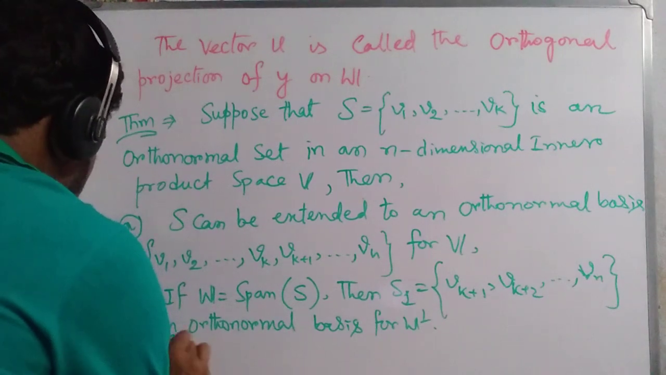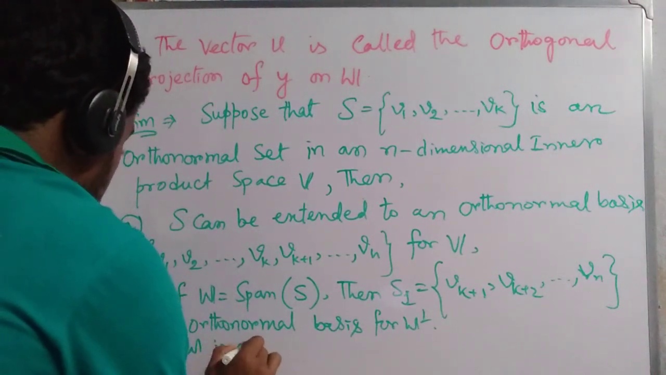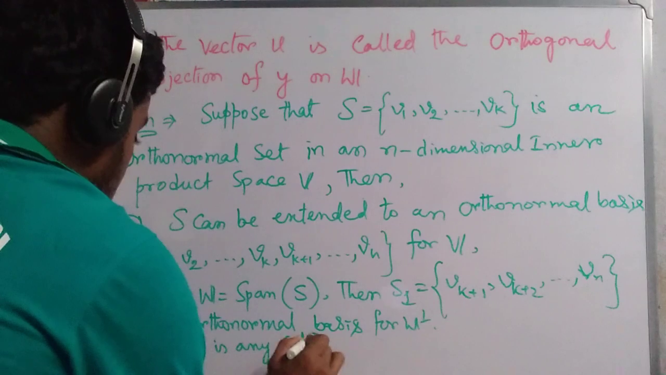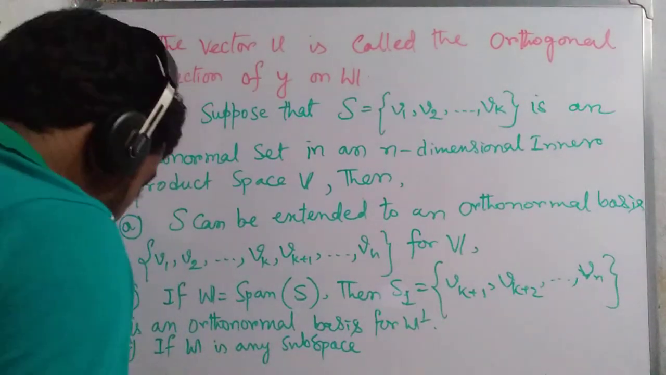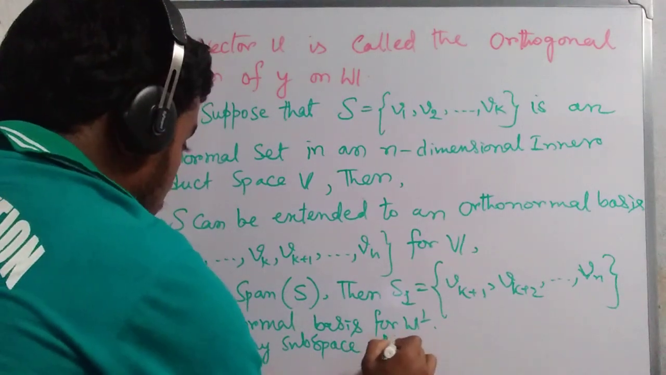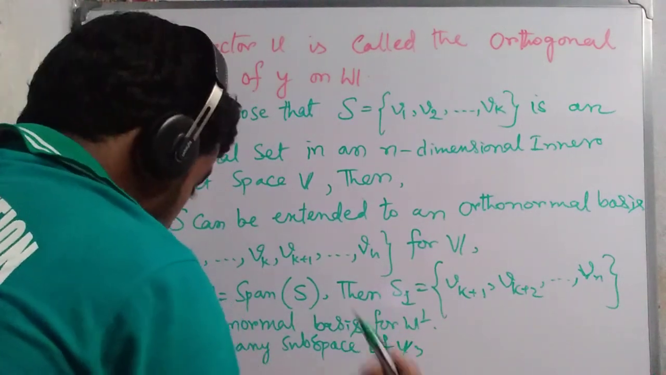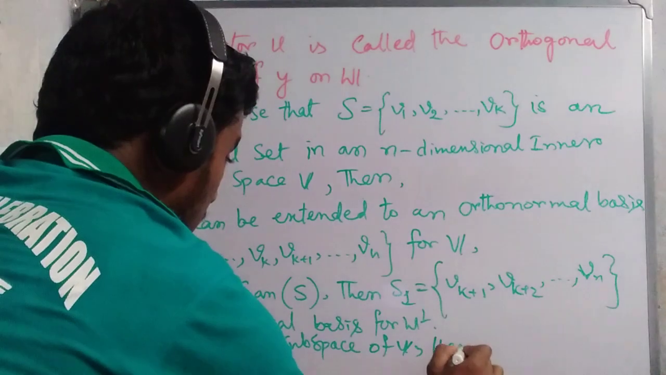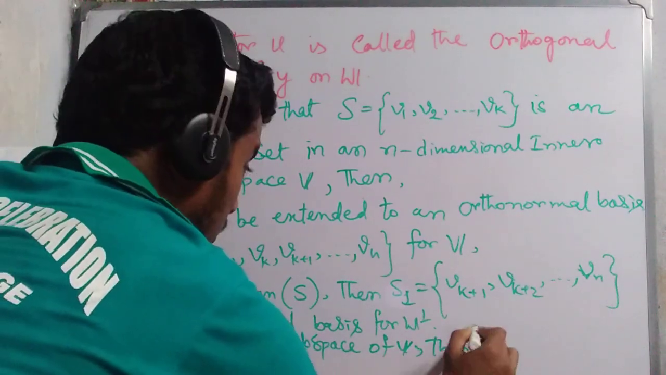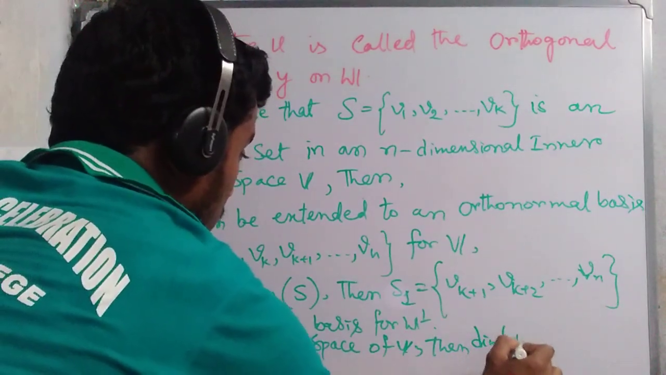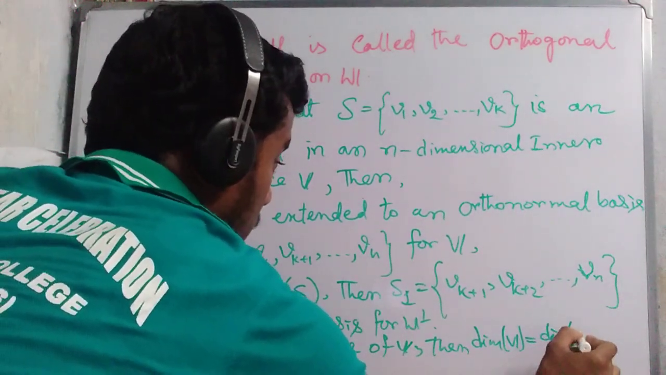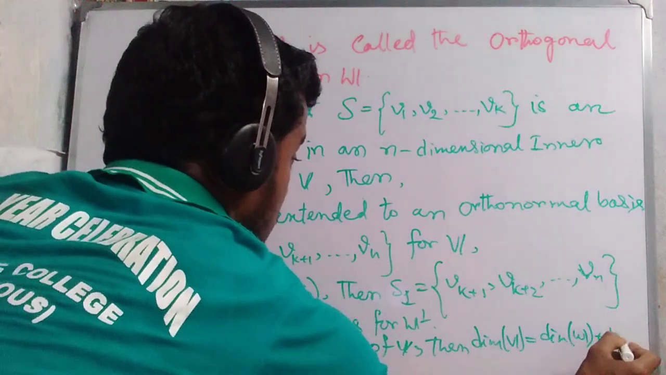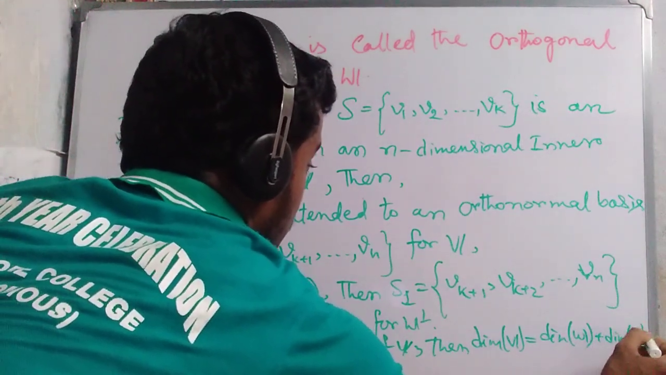If W is any subspace of V, then what happened? Then dimension of V equals dimension of W plus dimension of W perp.